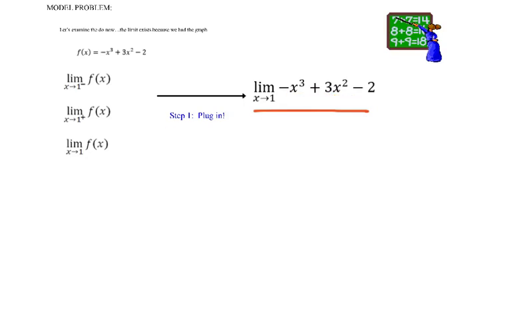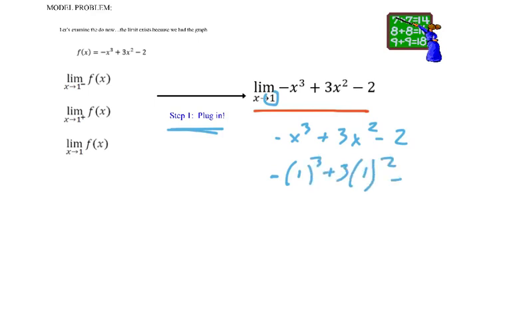Step one is always just plug in the x value that you are trying to evaluate the limit for. So in this case, I take my equation, which is negative x cubed plus 3x squared minus 2, and I'm simply going to plug in the value of 1 because that's the x value that I am approaching. So this becomes negative, the negation of 1 cubed plus 3 times 1 squared minus 2.